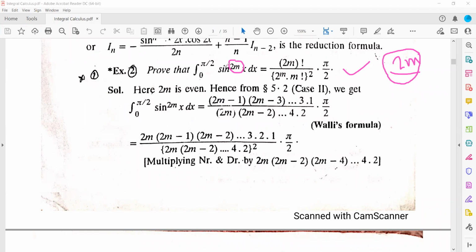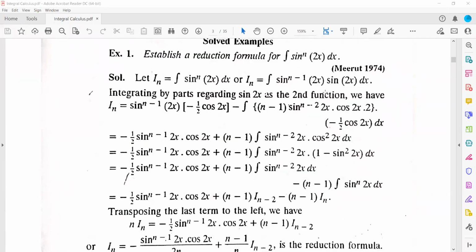So you need to use the formula for even integer from the Wallis formula. Is that clear? So here twice m is even. So from this article, that means from Wallis formula, you write here. Therefore, from Wallis formula, we can write 0 to pi by 2 sine to the power twice m x dx is equal to, in place of n, you put twice m. So you will get this result. Simply, in place of n, you need to put twice m. Is that clear? Yes.